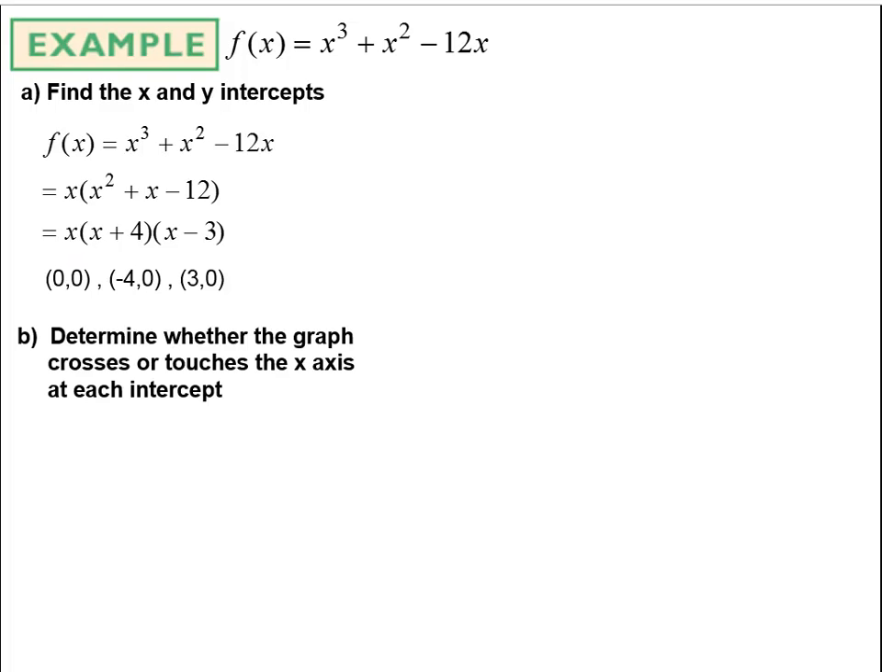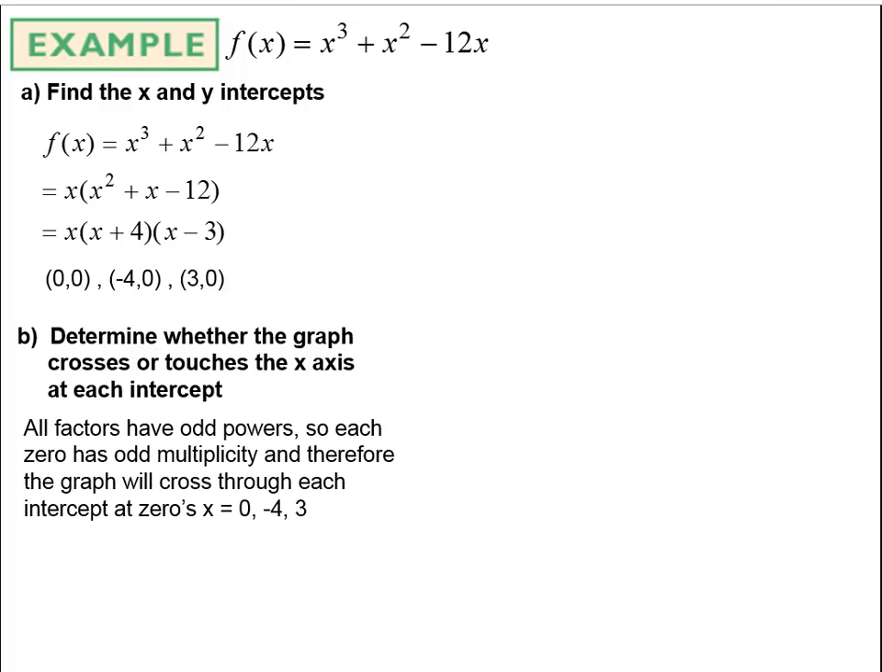Now letter B says determine whether the graph crosses or touches the x-axis at each x-intercept. So what we're going to have in this case, this is a multiplicity of 1, that's its exponent. This is a multiplicity of 1, and this is a multiplicity of 1. So because all of those x-intercepts have an odd multiplicity, they're all going to cross. All factors have odd powers, so each 0 has odd multiplicity. The graph will cross at each x-intercept. So we don't have any bouncing, or what the author calls touching, at any of the x-intercepts.